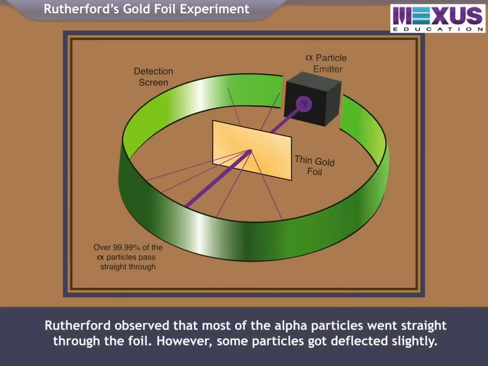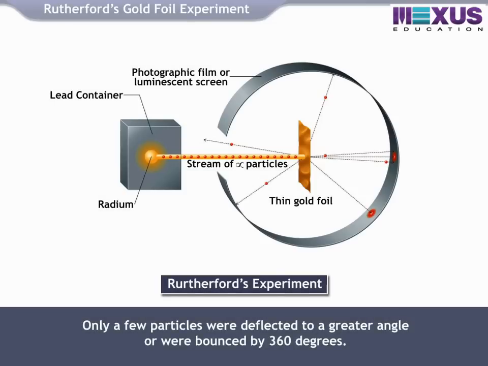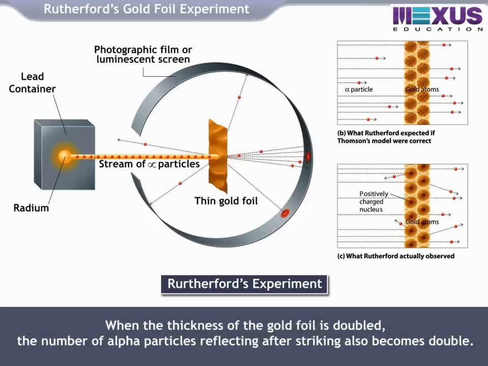Rutherford observed that most of the alpha particles went straight through the foil. However, some particles got deflected slightly. Apart from these two types of particles, only a few particles were deflected to a greater angle, or bounced back by 360 degrees. When the thickness of the gold foil is doubled, the number of alpha particles reflecting after striking also becomes double.